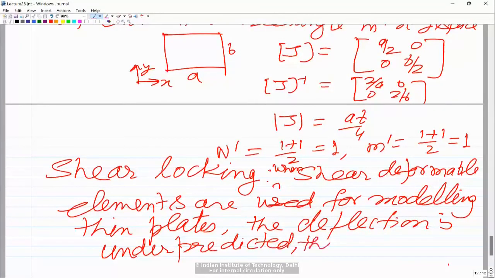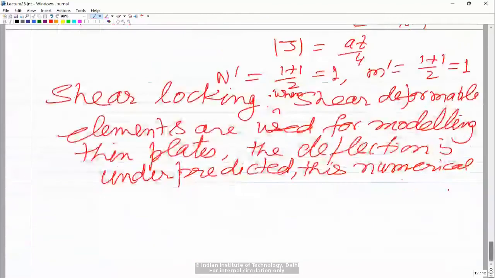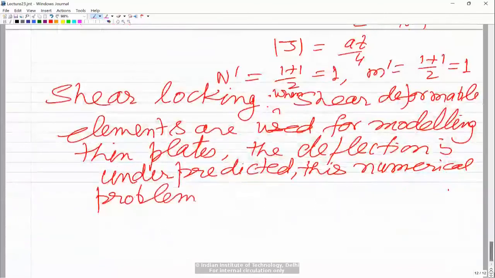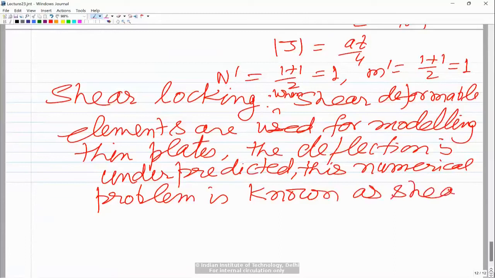So this is a numerical problem. This numerical problem is known as shear locking. So how do we eliminate this?